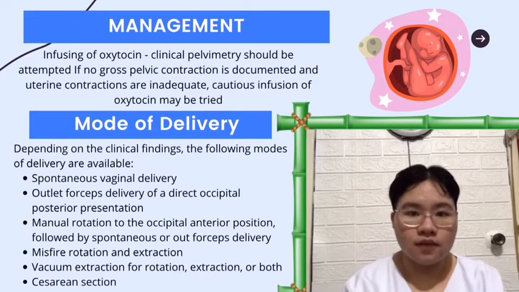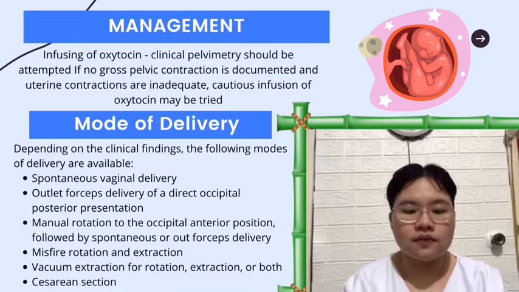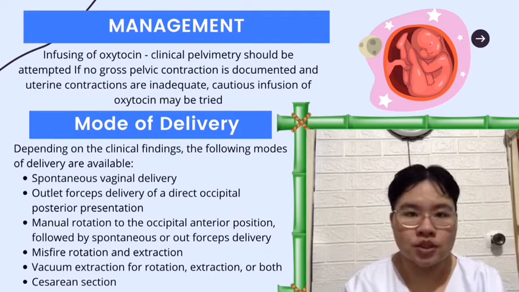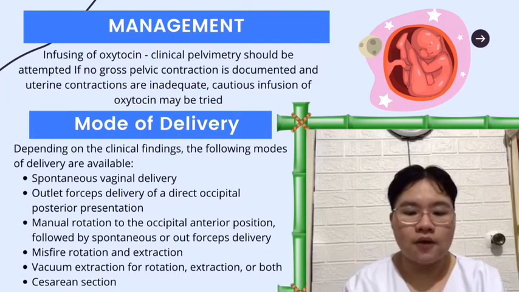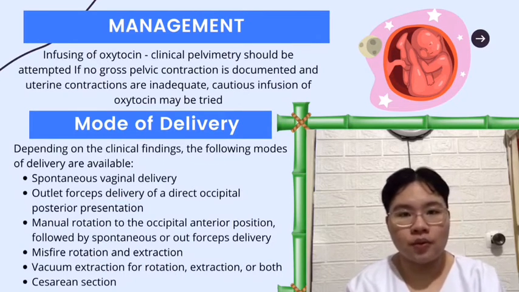The following modes of delivery are available: spontaneous vaginal delivery, outlet forceps delivery of a direct occipito-posterior presentation, manual rotation to the occipito-anterior position followed by spontaneous or outlet forceps delivery, rotation and extraction, vacuum extraction for rotation and extraction, or both, and cesarean section.